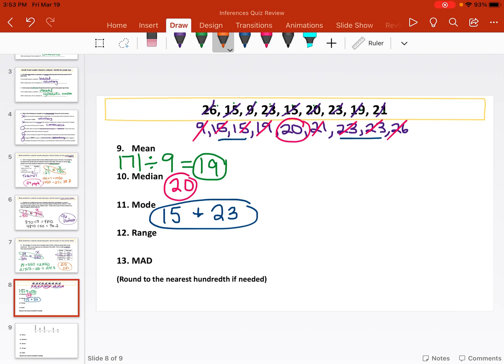Then our range, remember your range is how spread out the data is. So it's your biggest number minus your smallest number. 26 minus 9, which is 17.